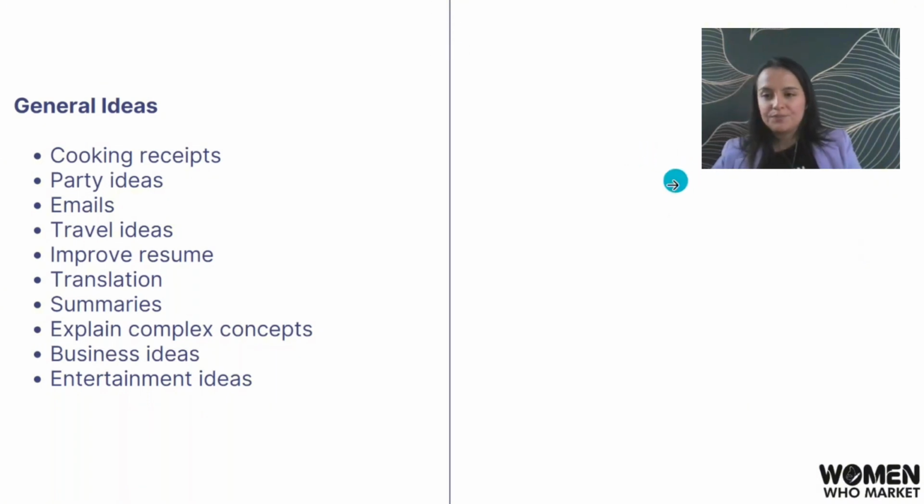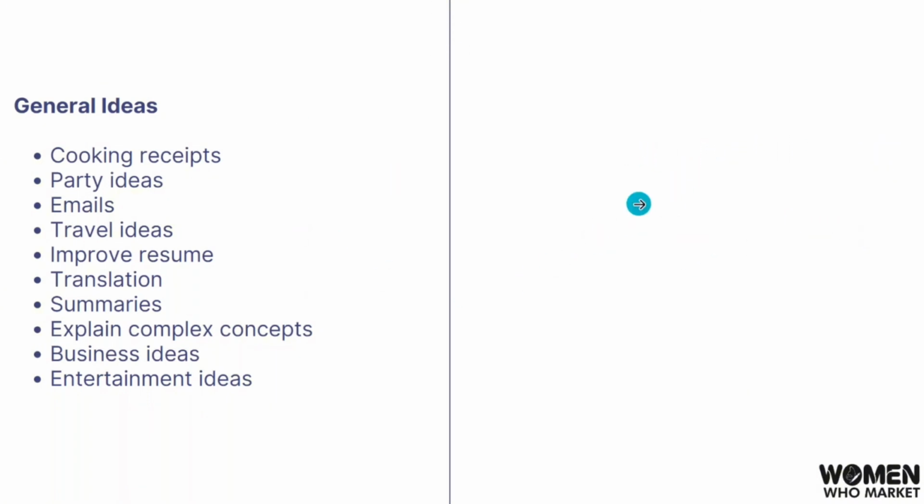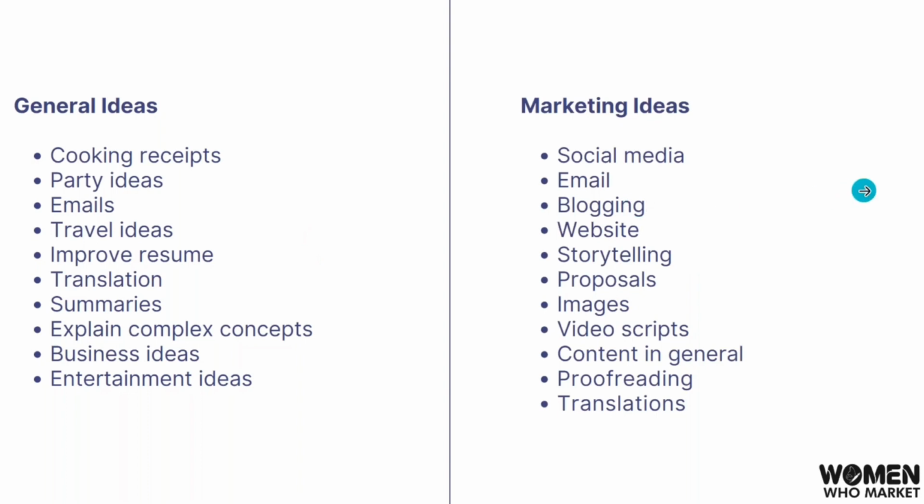That's in the general RAM. In the marketing RAM specifically, for social media, for email, for blogging, for website, for storytelling, for proposals, for creating timelines, even for images. So you can say, hey, I want to produce this type, or this is my campaign, these are the pain points, or this is the content that I have. Can you please suggest what type of ideas I should use?